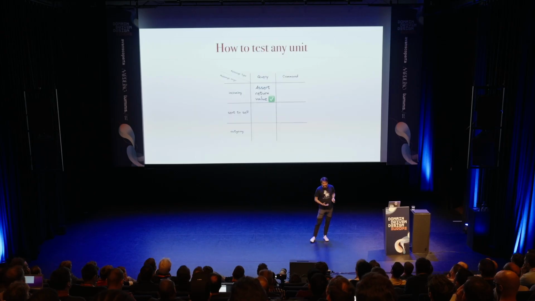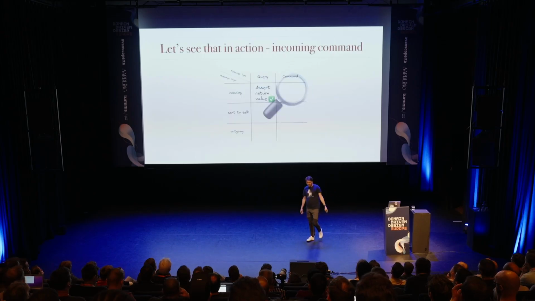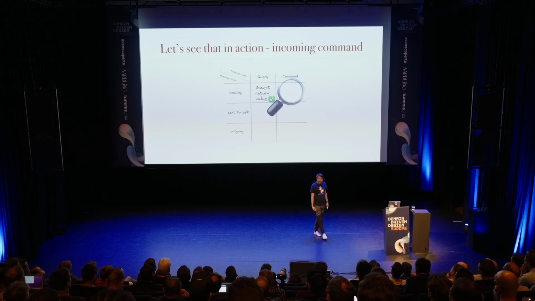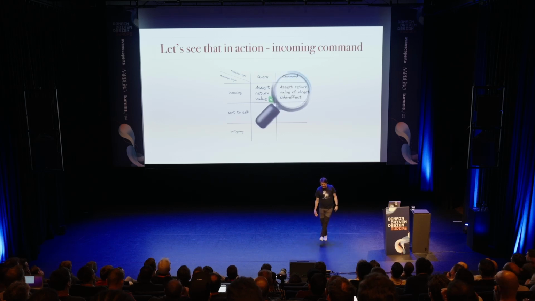So that was the first one. Incoming command. It says assert the return value of the direct side effect. And the direct is the important part here. So if I'm sending a message change, and this side effect happens in a database, is it direct? It depends. If we're talking about unit tests, most likely not.